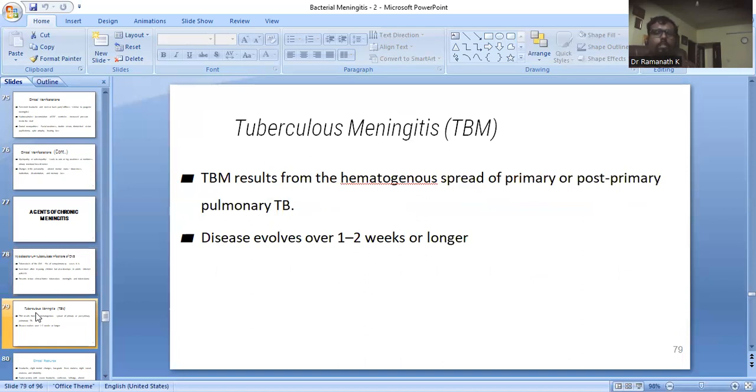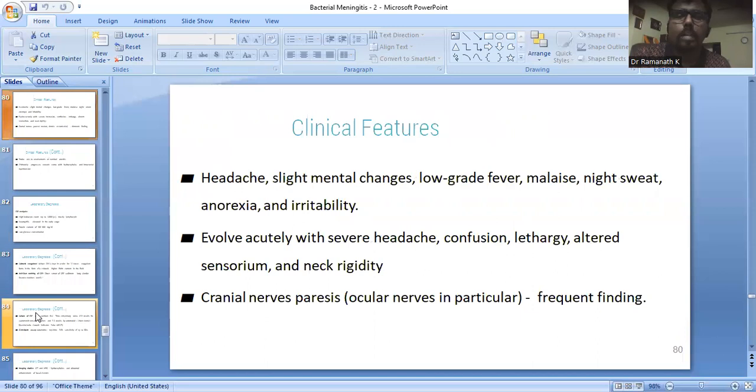What is tubercular meningitis or TBM? TBM results from the hematogenous spread of primary or post-primary pulmonary TB. So the organism from the primary area, mainly the lungs, can be transmitted through the bloodstream to the brain or the meninges. Disease evolves after 1 to 2 weeks or longer. That is the usual incubation period.